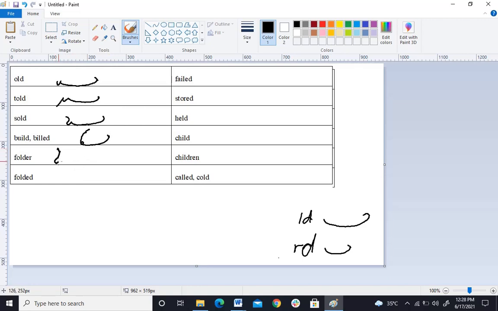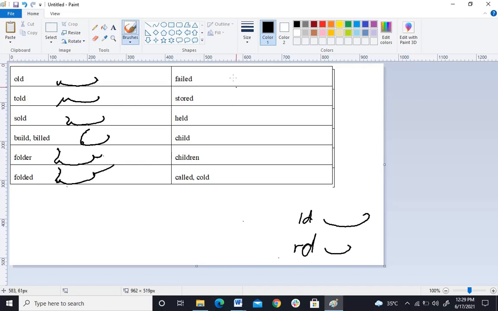Next we have "folder": F-O-L-D-R. Next we have "folded": F-U-L-D-D-E-D. Okay, so "folded": fold and then did. Hindi po ito yung "dead", kasi di ba meron tayong stroke for "dead". We already have the fold there, we have the D here. So, D lang itong nasa taas. Okay? That's how you stroke "folded".